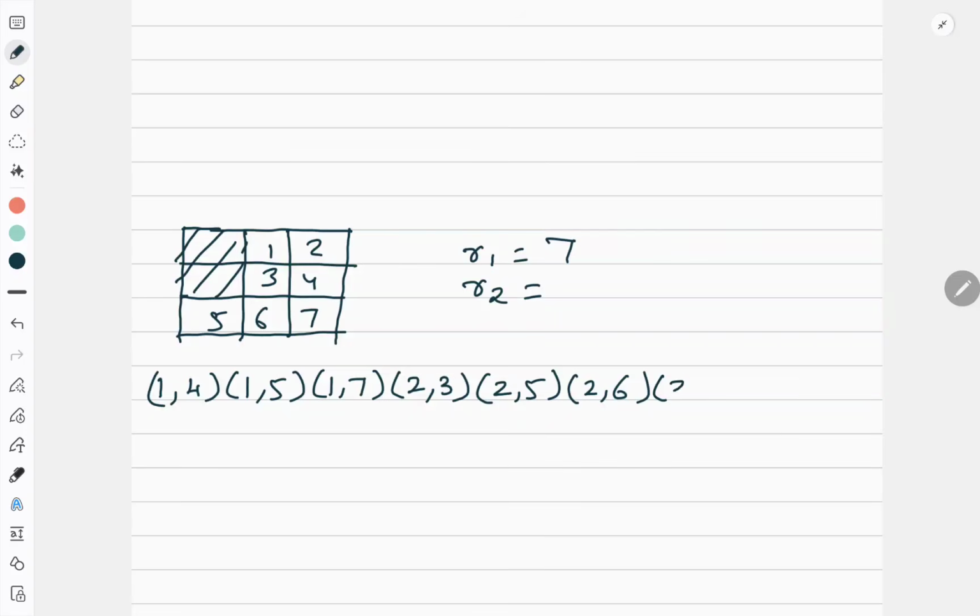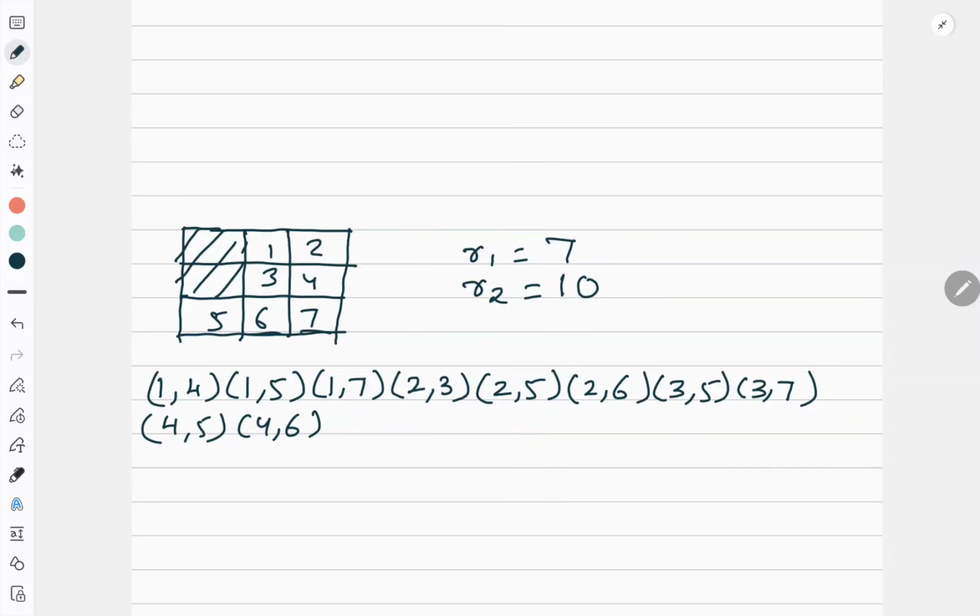Now start with 3. So 3 will go with 4, no. 3 will go with 5. 3 cannot go with 6, but 3 can go with 7. Now 4. So 4 can go with 5. 4 can go with 6. 4 cannot go with 7. So gone. Now 5, obviously 6 and 7 are in the row, so they won't go. So 1, 2, 3, 4, 5, 6, 7, 8, 9, 10. So R2 is equal to 10. Right? So I got R2 as 10.